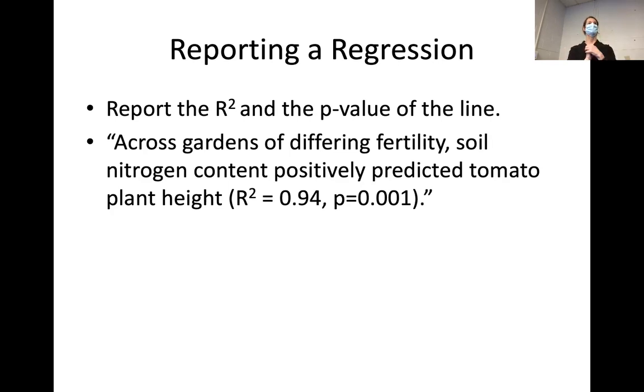Oh, so here we go. If you add nitrogen and see how that affects tomato plant height, the r-squared being 0.94 means that it's a 94% fit, basically. The data fit the relationship really well. P is 0.001, so that's significant. It's a significant relationship. If you add more nitrogen, you get bigger tomato plants.